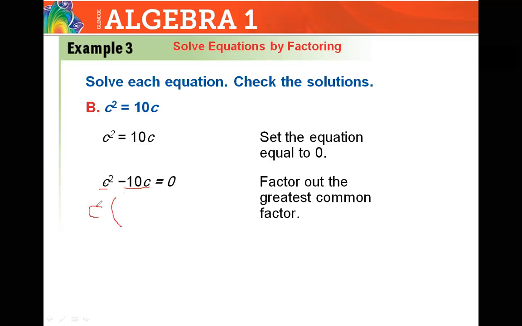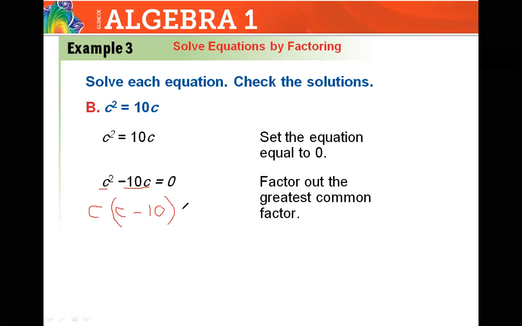C squared divided by C equals C. Minus 10C divided by C equals 10. Why? Because we have 1C, and 1 we don't write it. So it's equal to 10 only. Because we cancel C by C, the remainder is 10.